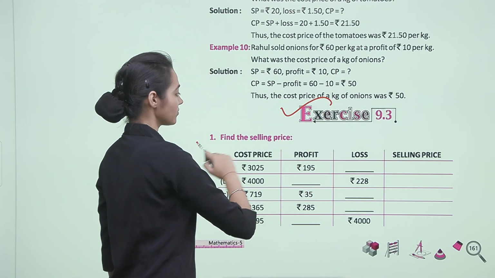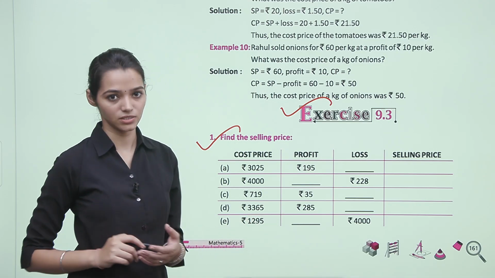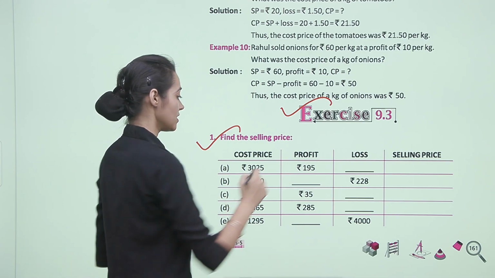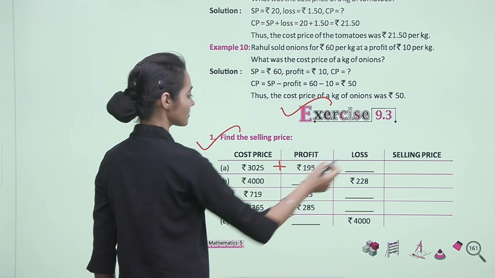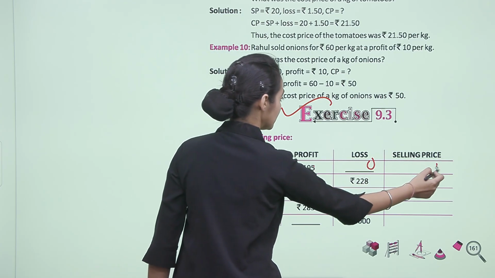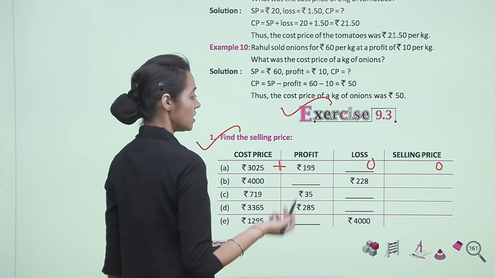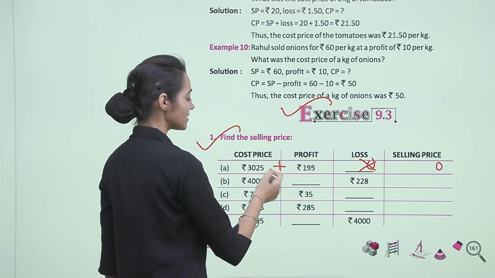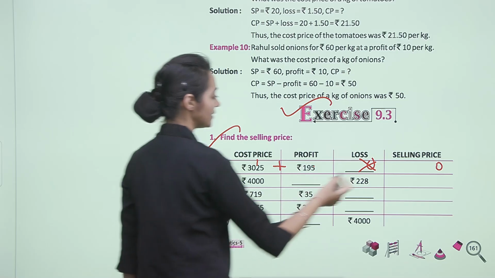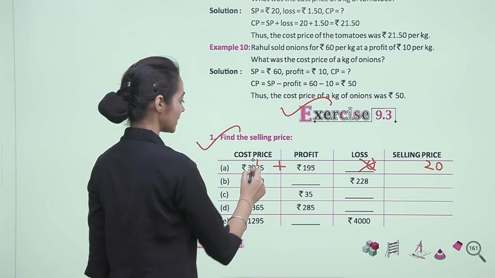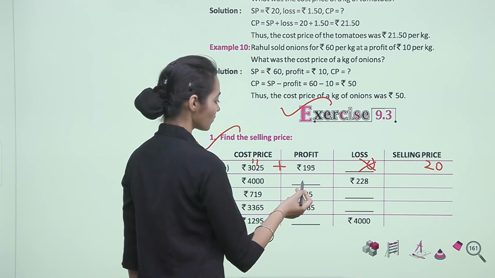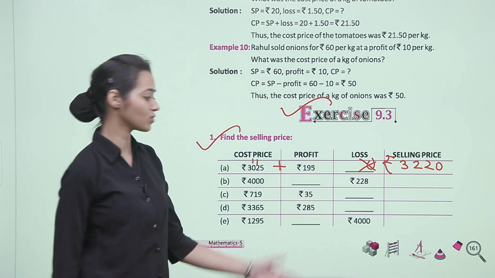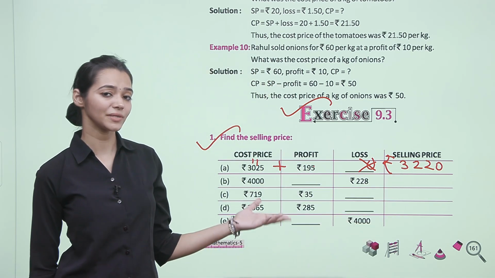Now let's start with exercise 9.3. In the first part, we have to find the selling price. Cost price, the profit has made. So we will add both the terms. 5 plus 5 is 10. Is there any loss? No, there is no loss. 5 plus 5 is 10, 1 carry over, 9 plus 1, 10, 12, 1 carry over, 1 plus 1, 2. So that means the selling price is 3220 rupees. That's how you have to complete the remaining parts.